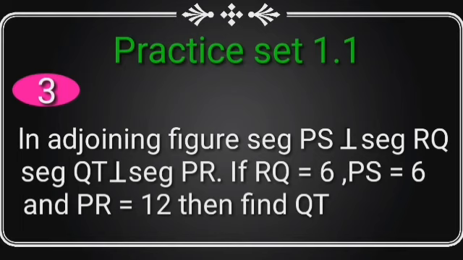Practice set 1.1, example number 3. In the adjoining figure, segment PS is tangent to segment RQ and segment QT is tangent to segment PR. If RQ is equal to 6, PS is equal to 6 and PR is equal to 12, then find QT.